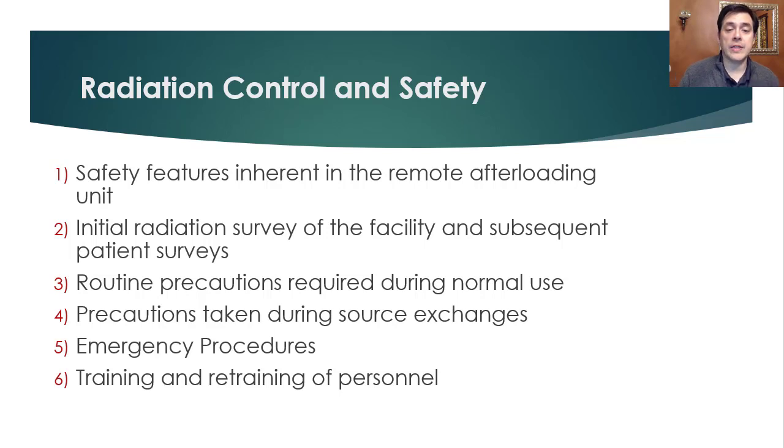There are initial radiation surveys of the facility and subsequent patient surveys, and each one of those surveys is completed after each source exchange and after each patient. There are routine precautions that are required during normal use, such as signage and the lights being used to indicate that the source is out. There are precautions taken during source exchanges. There are emergency procedures and training and the retraining of personnel.